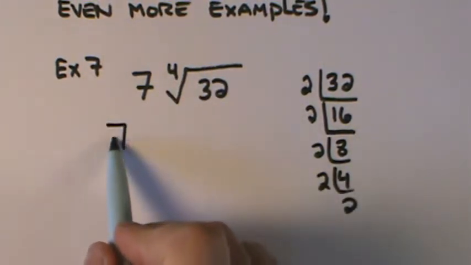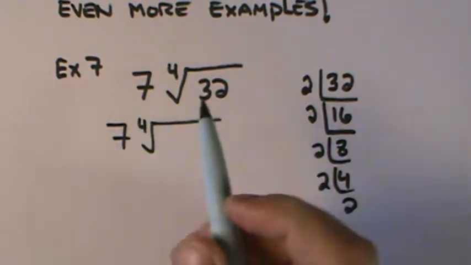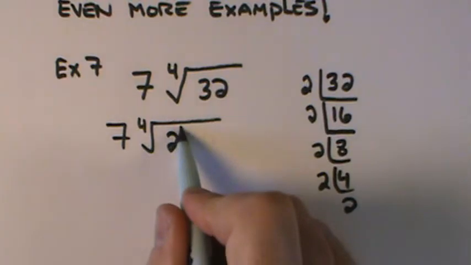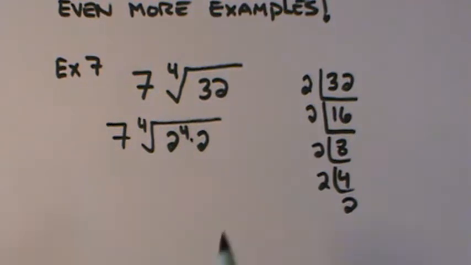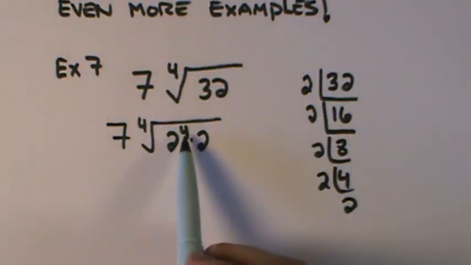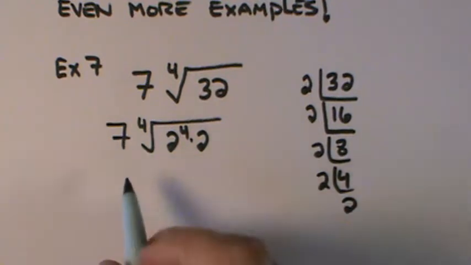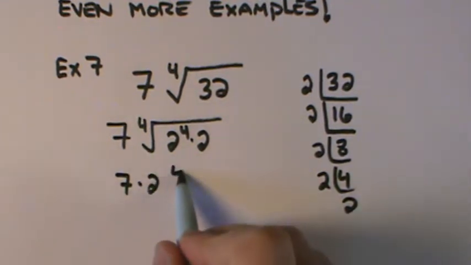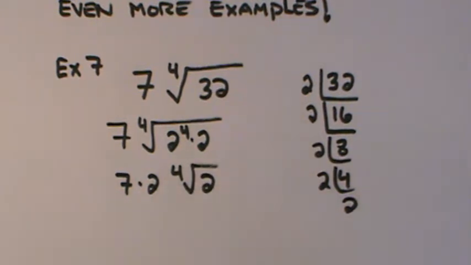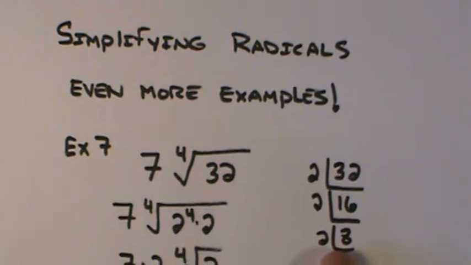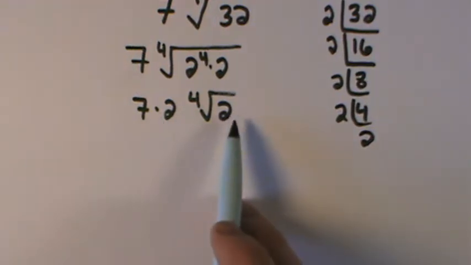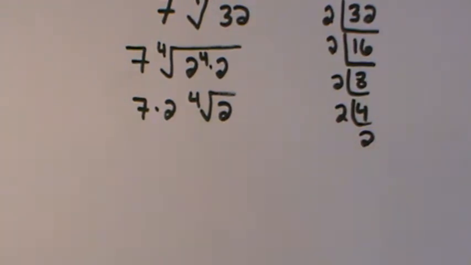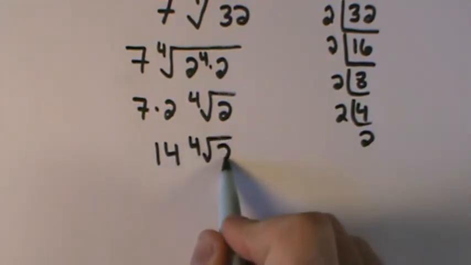So I'll write it as 7, the fourth root of 2 to the fourth, and then I have another 2 left over, so I'll just put that right beside it. It's all multiplication there. This means that this first 2, because it has the ticket to get out, can get out. It loses its ticket, becomes 7 times 2, fourth root of 2. And as I mentioned earlier, when we are simplifying radicals, you have to make sure that everything's multiplied out. You're free with free and you're jailed with jailed. You cannot stop here. You have to make sure it's completely simplified. So you would tell me 14, fourth root of 2.